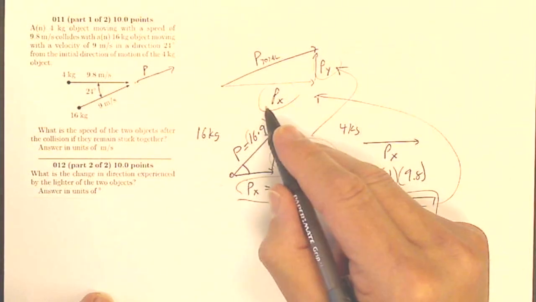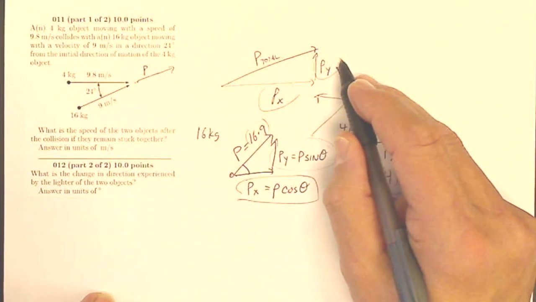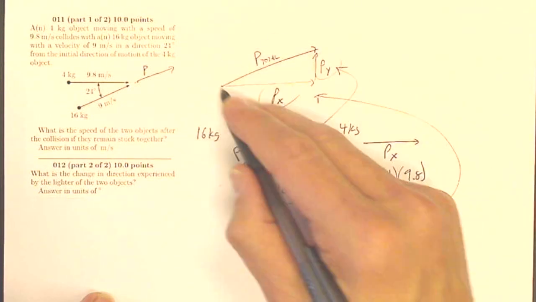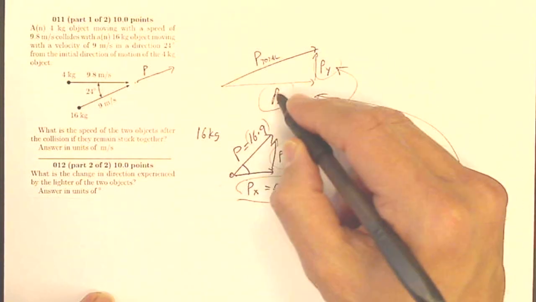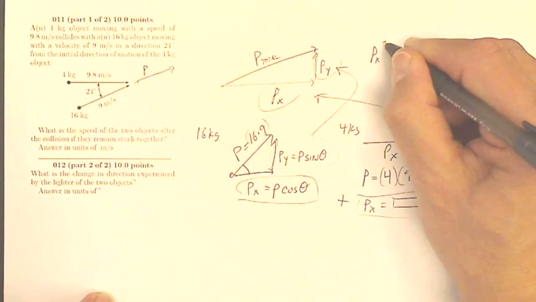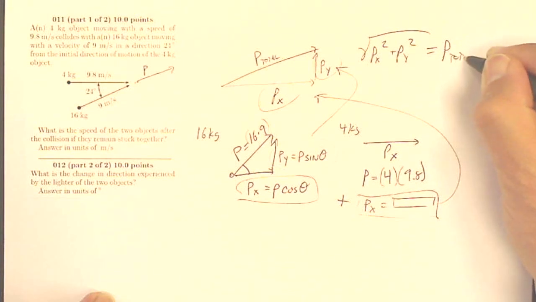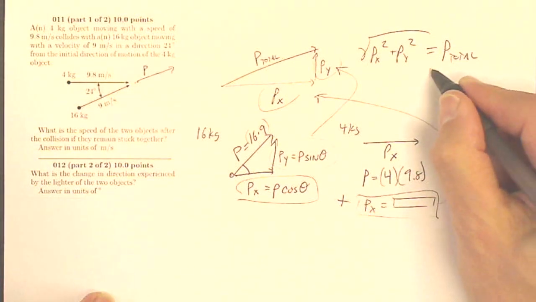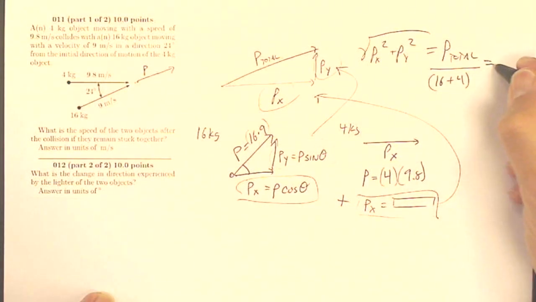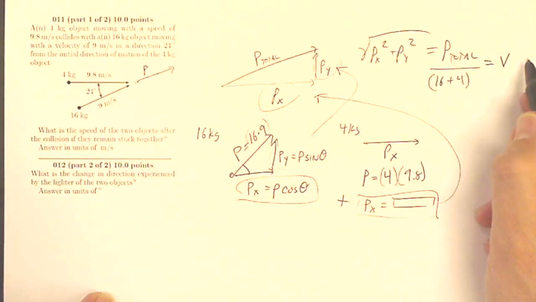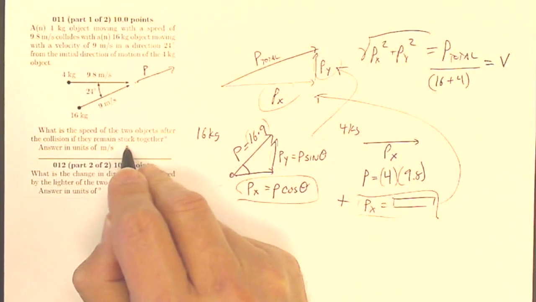So now that I know my total momentum in the x direction, made up of these two, and my total momentum in the y direction made up of just this one, now I can do a squared plus b squared equals c squared, Pythagoras, and get my total momentum, but I want the speed. So with this one, I can do px squared plus py squared, square root, that equals p total. And then when I get that p total, if I divide by the combined mass, for me it's 16 plus 4, that is going to equal the velocity, because p equals mv, there's my mass, there's my velocity. That'll give me the speed of the two objects after they remain stuck together.